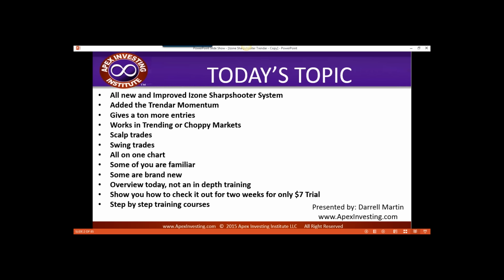And the IZONE sharpshooter system works great in trending markets or choppy markets. We've got some scalp trades, some swing trades, several different trades all on one chart. You hear us talk a lot about Apex. At Apex, we talk a lot about having more than one play in your playbook, having more than one club in your golf bag, being able to trade different market conditions.